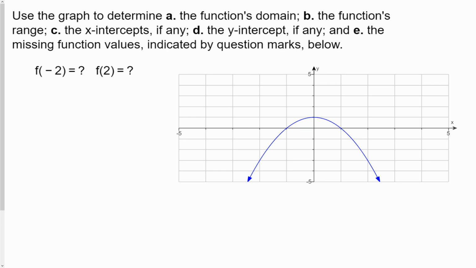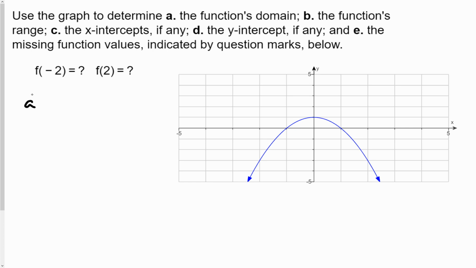Okay, so I had a couple questions from some of your classmates about number 16 and 17 on the MathXL homework. So I'm just going to go over those two problems again very quickly for anyone who is still having trouble answering them. Okay, so the first question was: use the graph to determine A, the function's domain, B, the function's range, the x-intercepts, the y-intercept, and any missing function values indicated by the question marks. So that's these two right there.